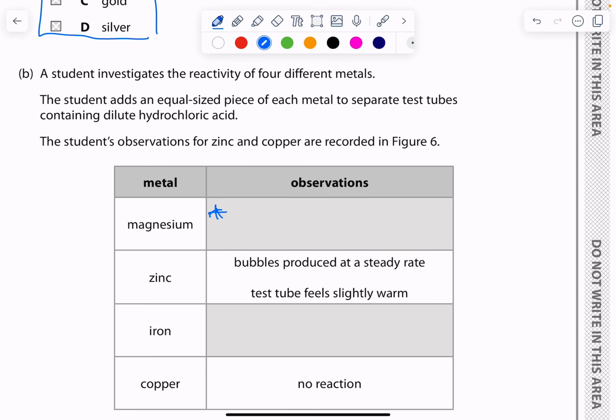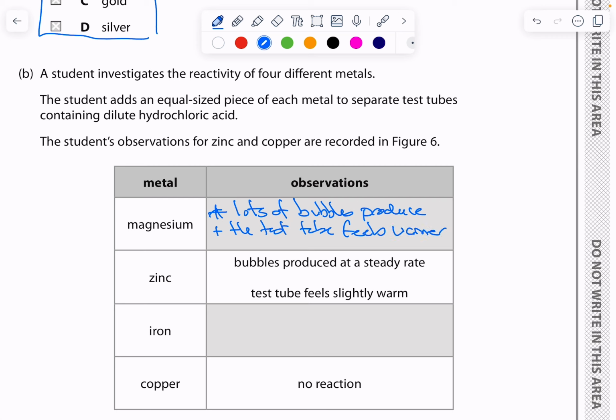So I need something written in here which shows that the reaction is more violent or more reactive than the zinc. So what I'm going to say here is there are lots of bubbles produced. That indicates it's more than the zinc. And I'm going to talk about the heat, and the test tube feels warmer because it will be more reactive, so there's going to be more heat released, warmer than it did for zinc.